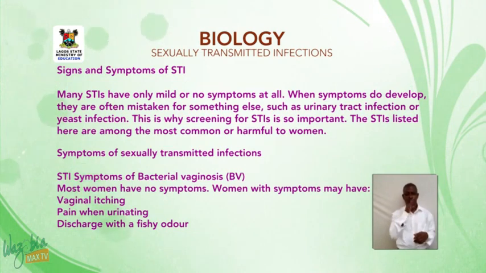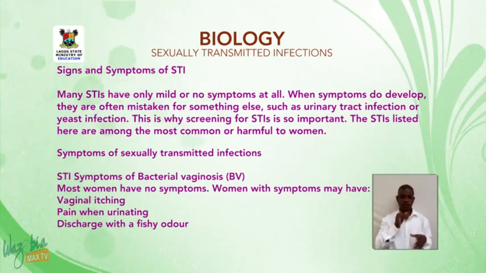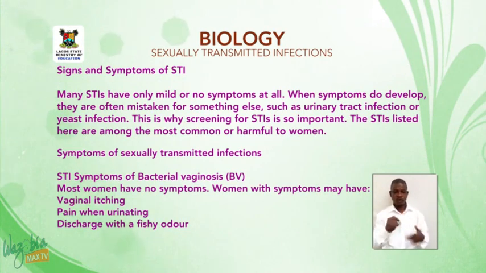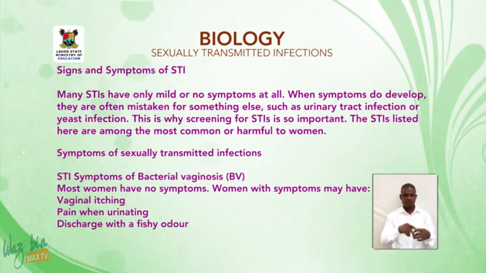STI symptoms of bacterial vaginosis, that is BV. Most women have no symptoms. Women with symptoms may have vaginal itching, pain when urinating, discharge with a fishy odor.